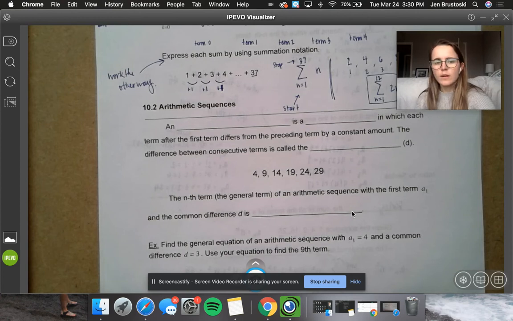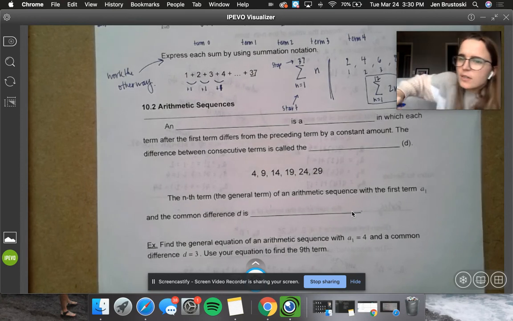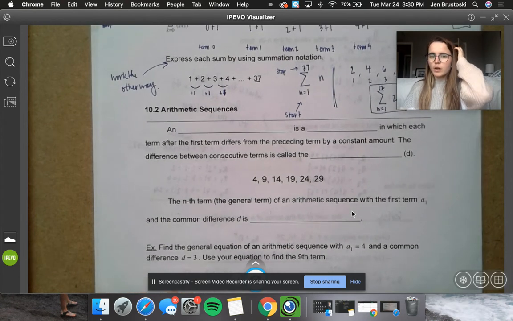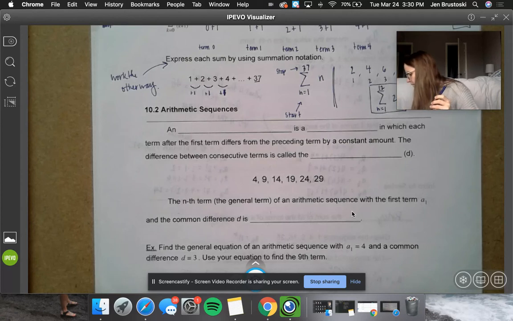Hey guys, so we're starting the next section here. It's arithmetic sequences. So it's honing in on a particular type of sequence. We'll learn about a different one tomorrow. So first, let's go ahead and define what an arithmetic sequence is.